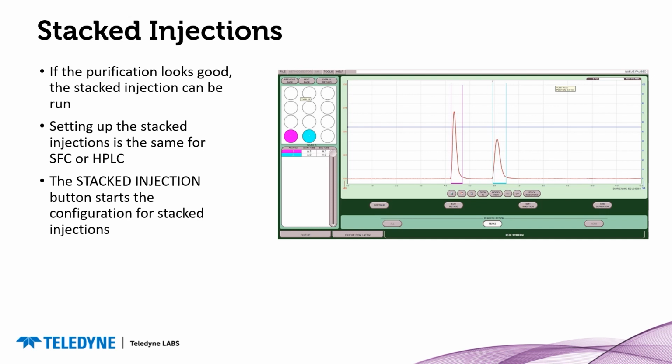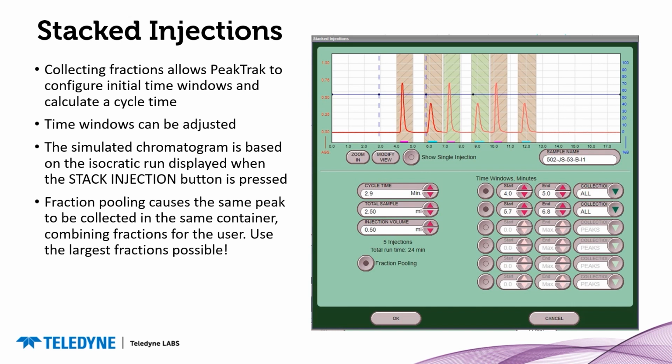The stacked injection button is used to configure stacked injections. If desired, the user can adjust the solvent composition and loading to optimize the chromatography before starting the stacked injection. Collecting the fractions allows Peak Track to configure initial time windows. Time windows can be set manually if needed. The time windows can be adjusted and unwanted time windows can be removed.